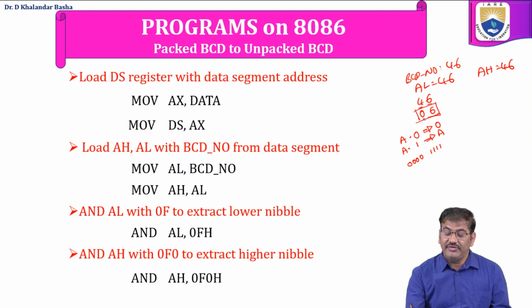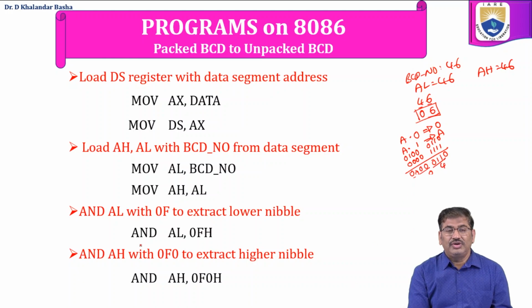The value we have is 46H. 4 means 0, 1, 0, 0 and 6 means 0, 1, 1, 0. When you AND these bitwise with 0, 0, 0, 0, 1, 1, 1, 1, you get 0, 0, 0, 0, 0, 1, 1, 0, which is 06H.